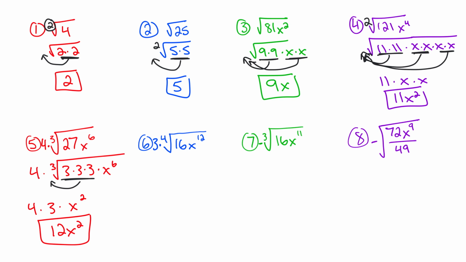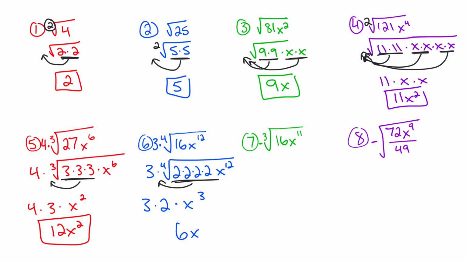Problem number 6. I have 3 times the 4th root of 16x to the 12th. That is going to be 3 times the 4th root of 2 times 2 times 2 times 2 times x to the 12th. Here's a group of 4 2's. They can be pulled out. So it's 3 times 2, and then times x to the, take the 12 divided by 4, you're going to get x to the 3rd power. 3 times 2 is 6, x to the 3rd.